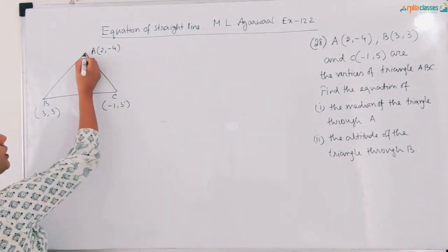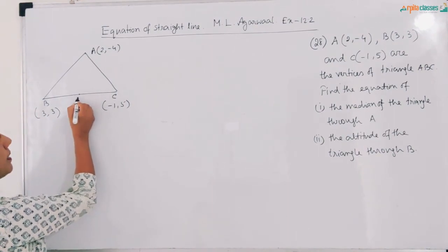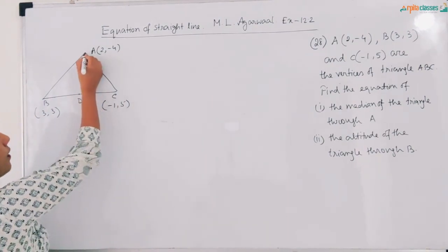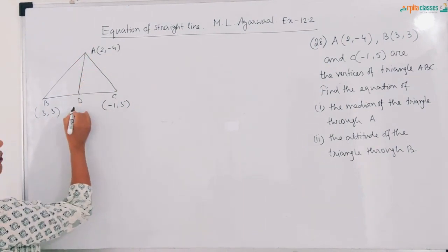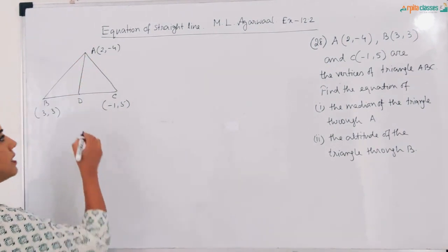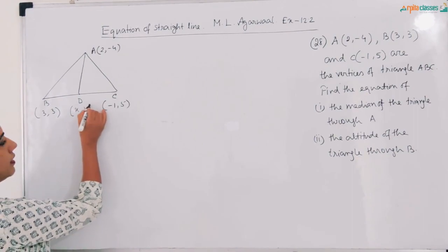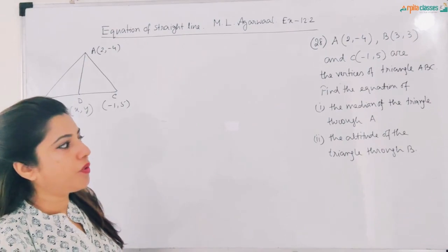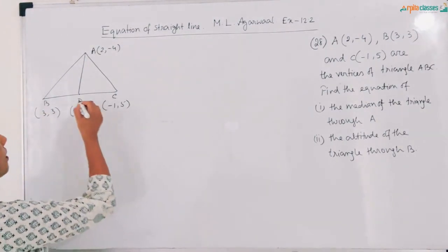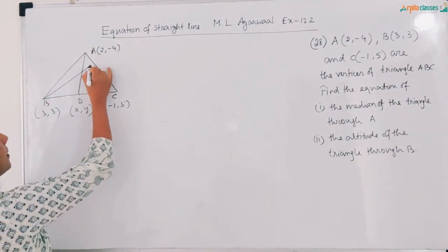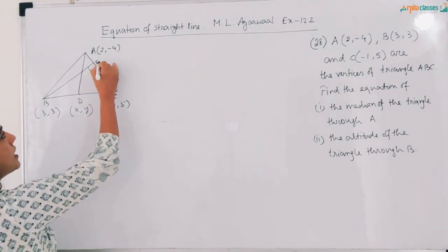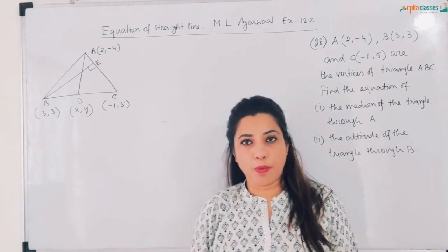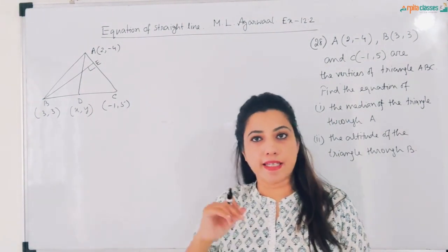So you have to find out the median of the triangle through A. That means D should be the midpoint of BC. You have to find out the equation of AD, where D is the midpoint of BC because it is a median. So let's consider D is (x, y). Second part is the altitude of the triangle through B. That means you have to find out the altitude through B. That means this BE is perpendicular to AC. Altitude means it is perpendicular to the opposite side, and median means it bisects the other side.